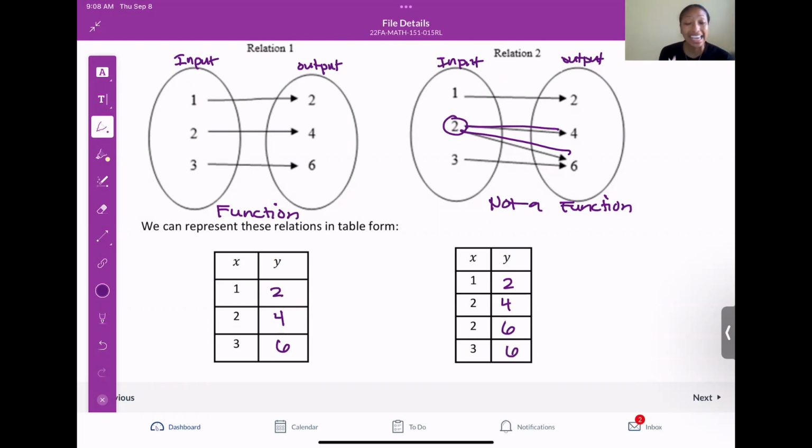All right, so when we're looking at a table, in order to determine whether or not a table represents a function, first you want to see if all of the inputs are different. If they're all different, then you should be fine. It will represent a function. If you have an input that's shown on your table more than once, like here, and it has two different outputs, then it's not a function.